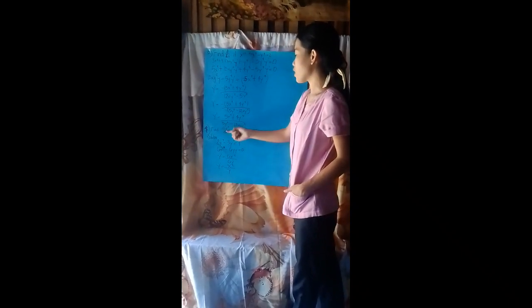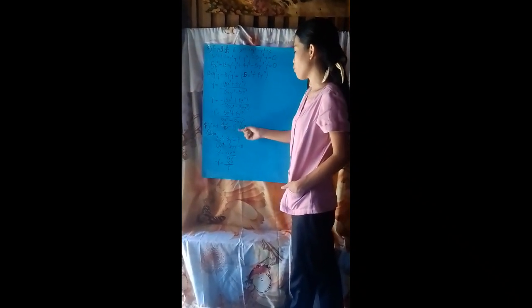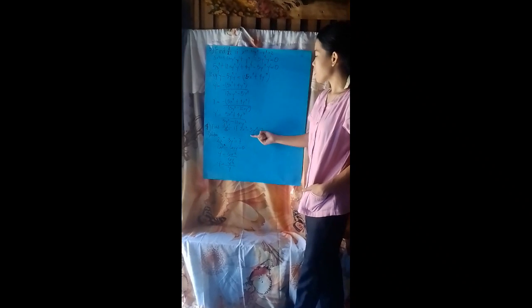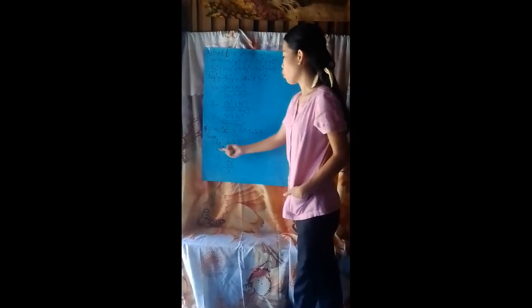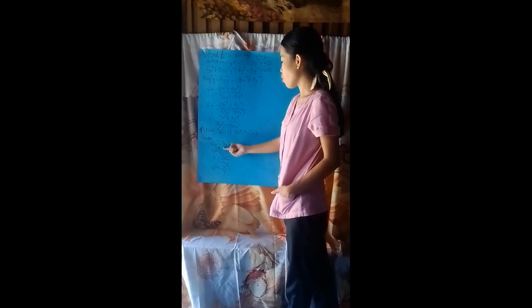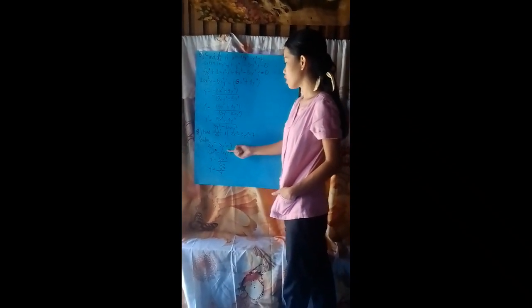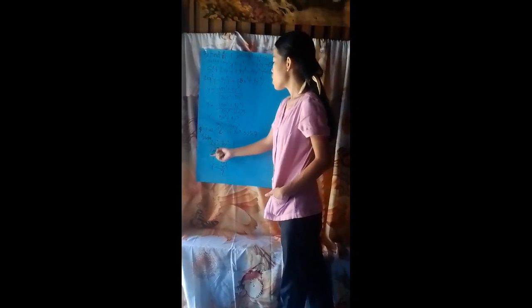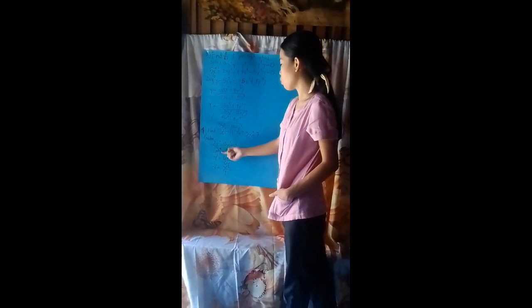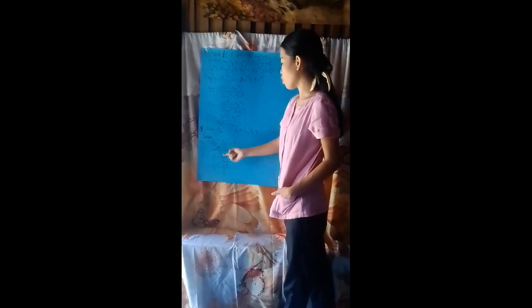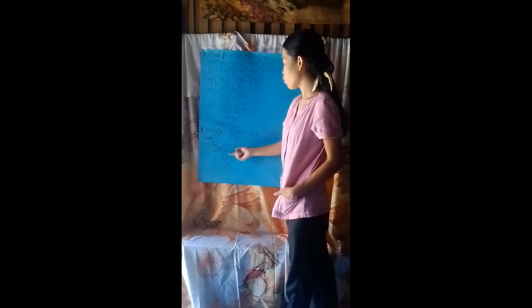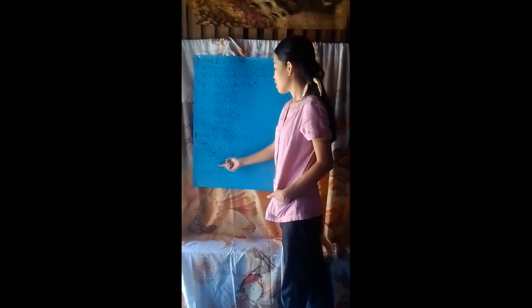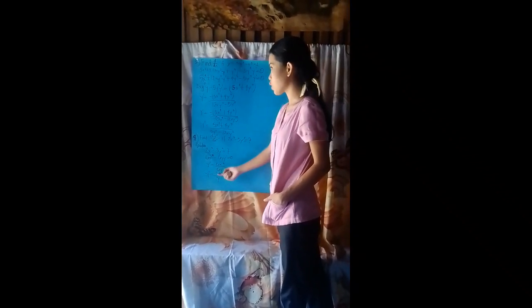Find dy squared over dx squared, if 2x raised to 3 minus 3y raised to 2 is equal to 7. So 2x raised to 3 minus 3y raised to 2 is equal to 7. So 2 times 3 is equal to 6x raised to 2 minus 3 times 2 is equal to 6y, y prime is equal to 0. Then y prime is equal to 6x raised to 2 over 6y.